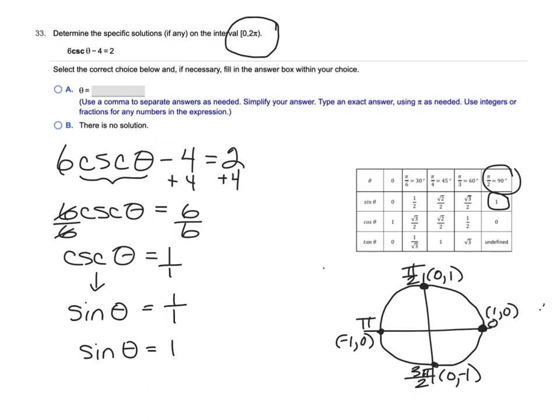So let's just check and make sure. Remember, for each point, the first value is the cosine, the second is the sine. So where is sine 1? Well, right here, that works because that's at pi over 2.